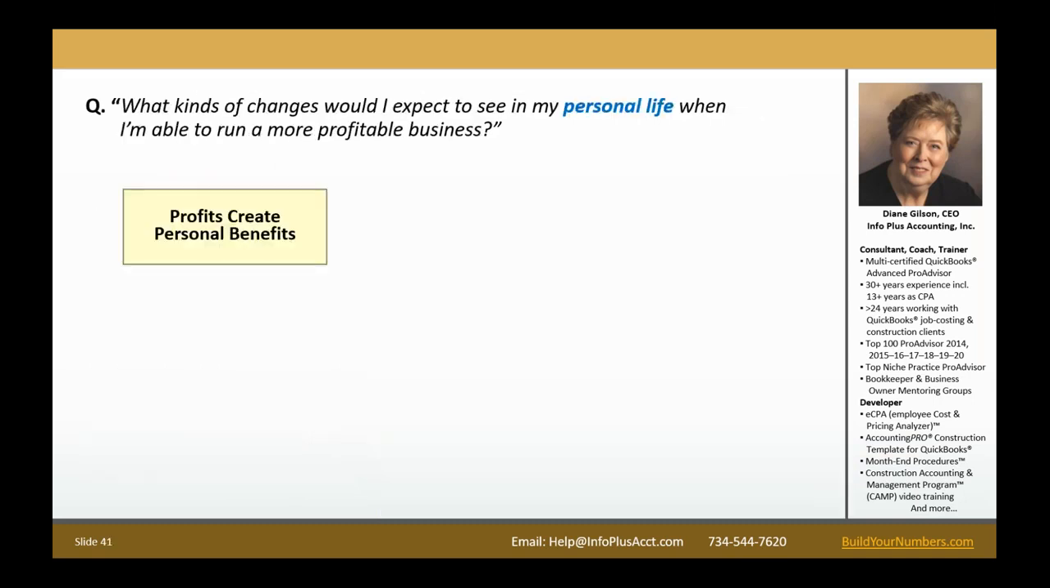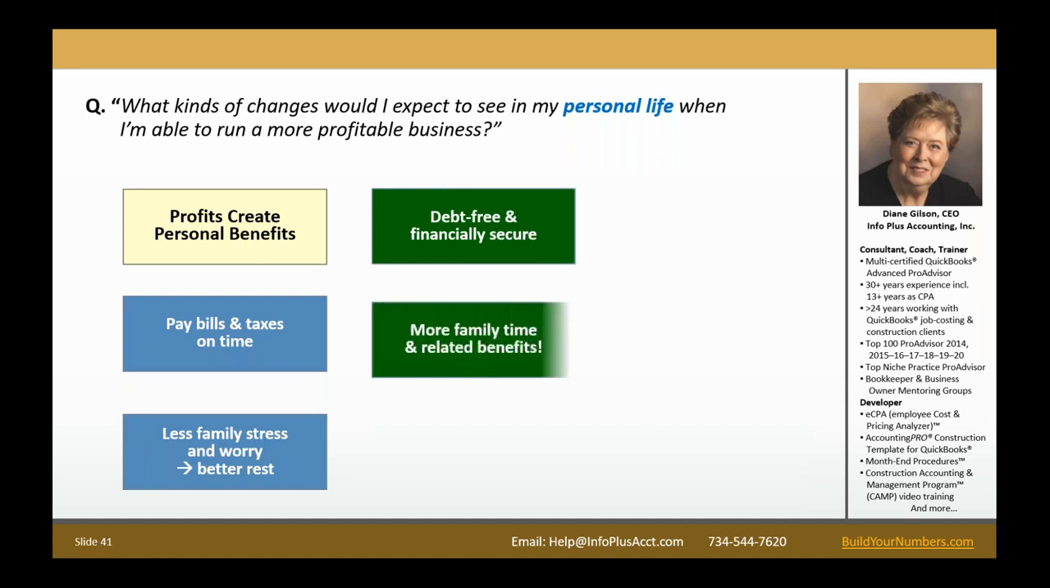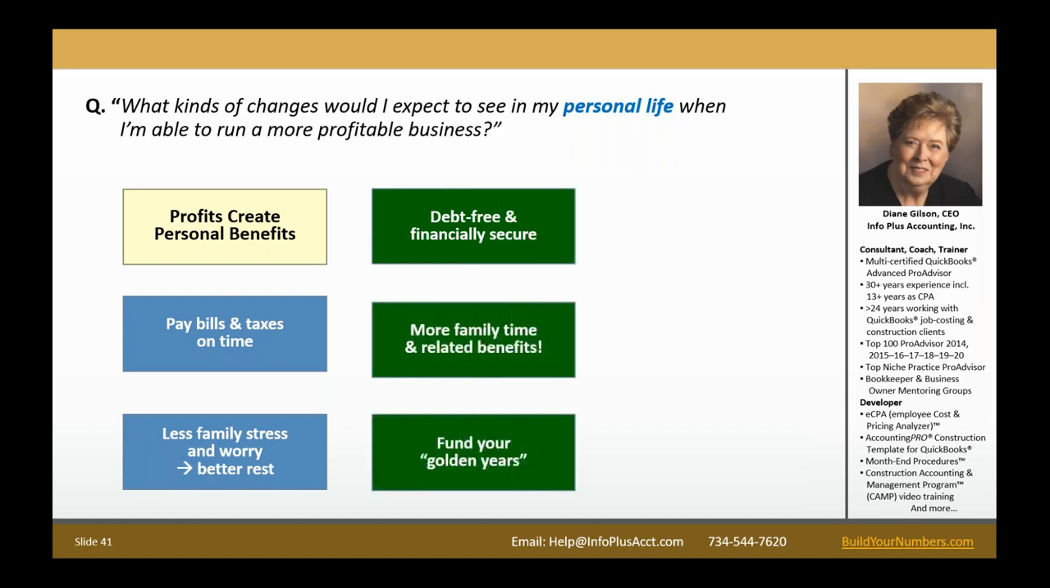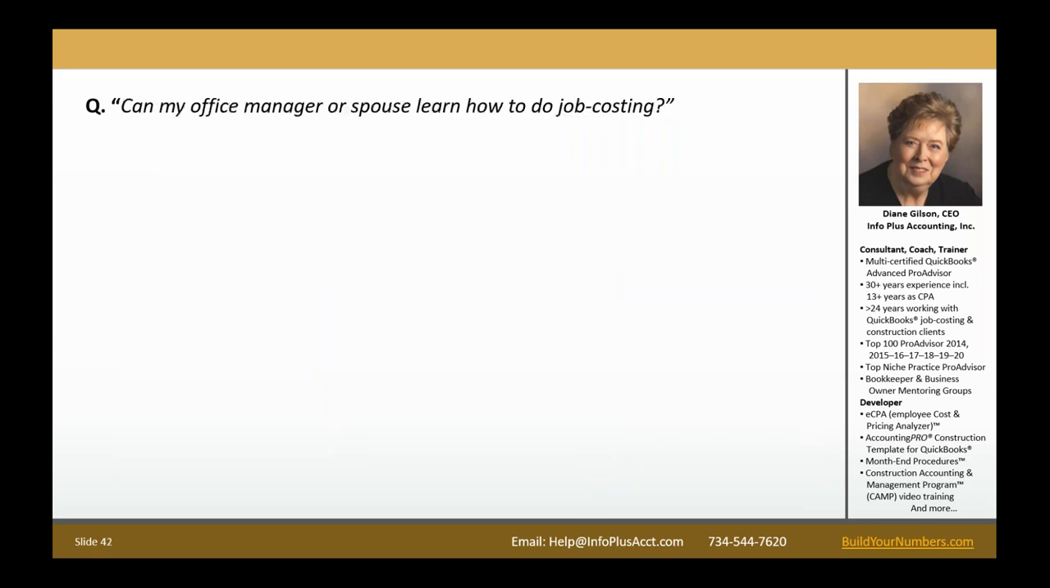And, we talked about what are the business aspects. So what kinds of changes would you expect to see in your personal life? Well, when you have a more profitable company, these are the good things that can happen for you. I'm just displaying these. Not going to read them to you, but you'll see that these all fit together. The business improvements and the personal life improvements are all part of a continuum and can create big changes in your personal life.